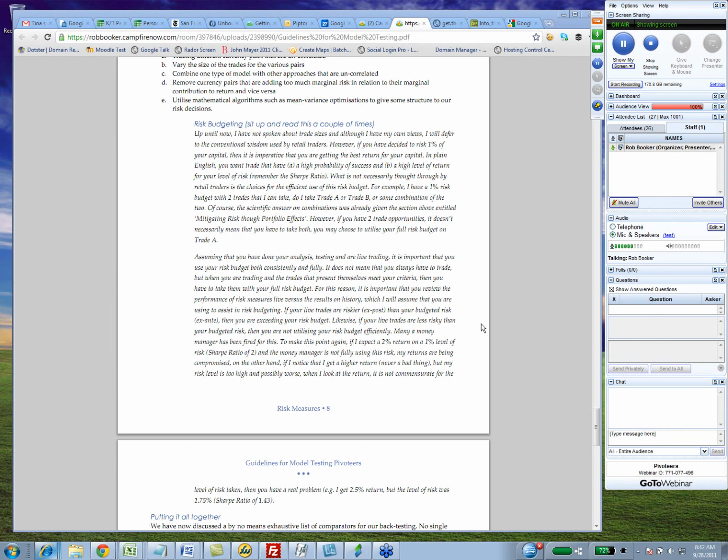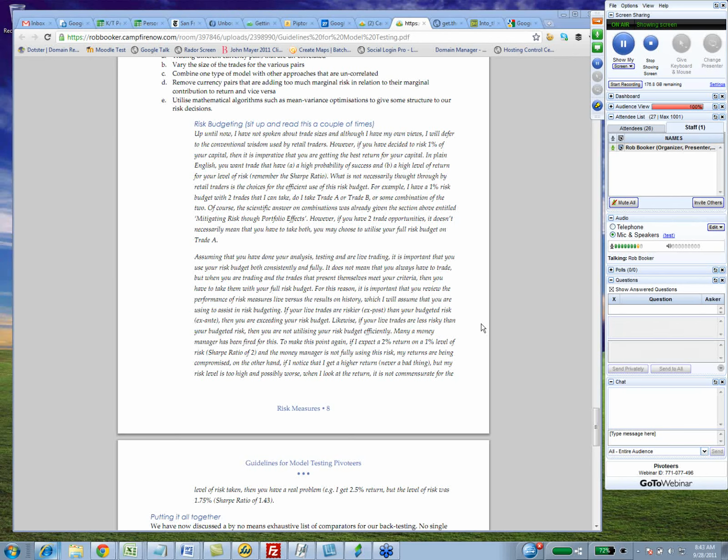Remember the Sharpe ratio? What is not necessarily thought through by retail traders are the choices for the efficient use of this risk budget. For example, I have a 1% risk budget with 2 trades that I can take. Do I take trade A or do I take trade B or some combination of the 2? Of course, the scientific answer on combinations was already given in the section above, mitigating risk through portfolio effects. However, if you have 2 different trade opportunities, it doesn't necessarily mean that you have to take both. You may choose to utilize your full risk budget on trade A.